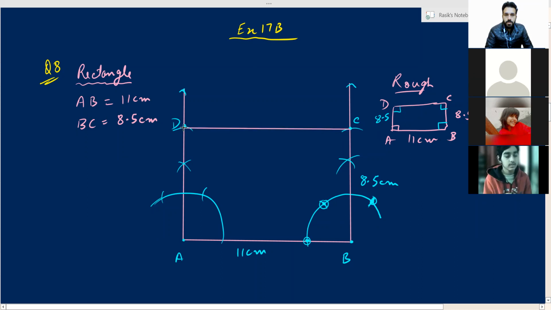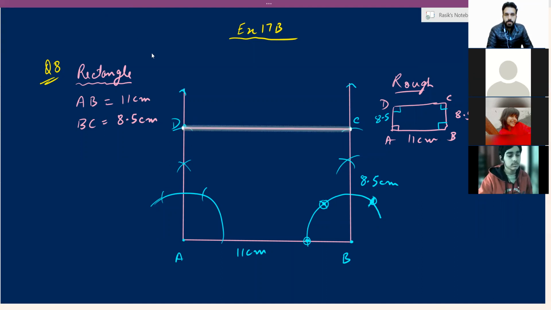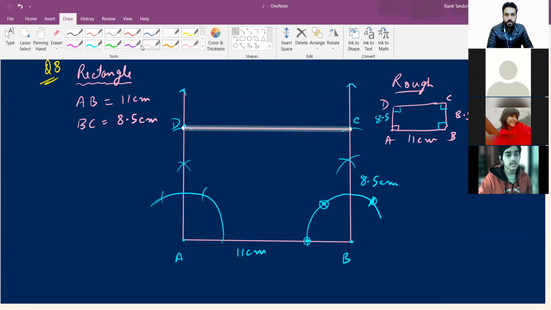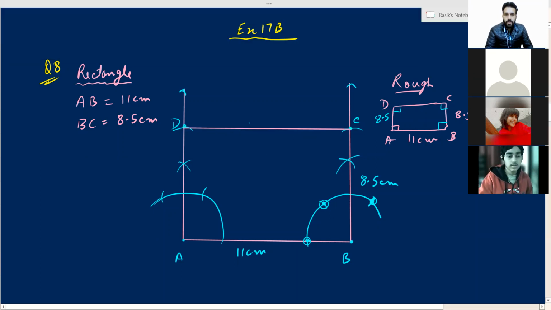So this is your rectangle ABCD. Clear? All of you? CD is again 11 centimeters, BC is 8.5, and all the angles of a rectangle are 90 degrees.